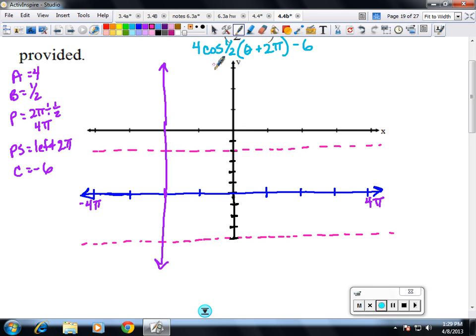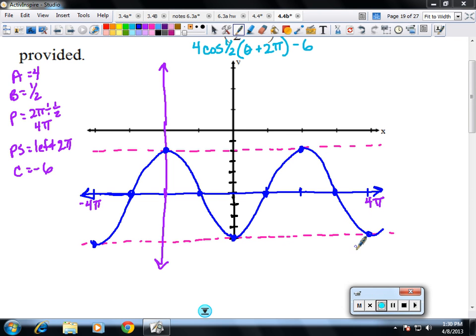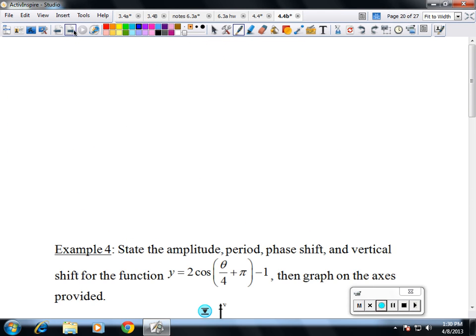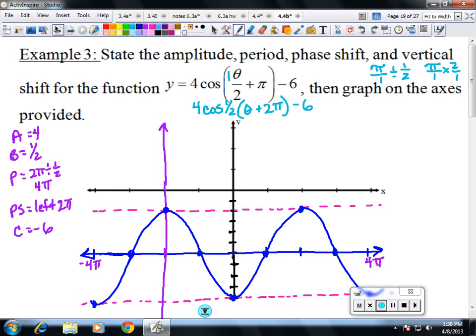This is a cosine graph. Cosine starts in the clouds. So I just start right here. That's where I start. That's all the phase shift does, is it just changes where I start. And then I'm done. And that's pretty much all of that. And that one's basically the same, so I'll stop it right there.